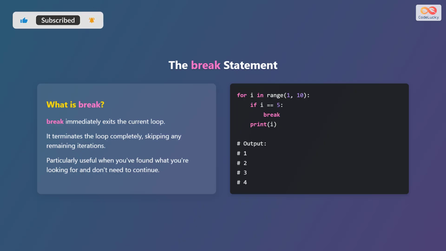Here's an example. In a for loop iterating from 1 to 9, if the variable i equals 5, the break statement is triggered. Consequently, the loop terminates prematurely. The output will be 1, 2, 3, and 4.